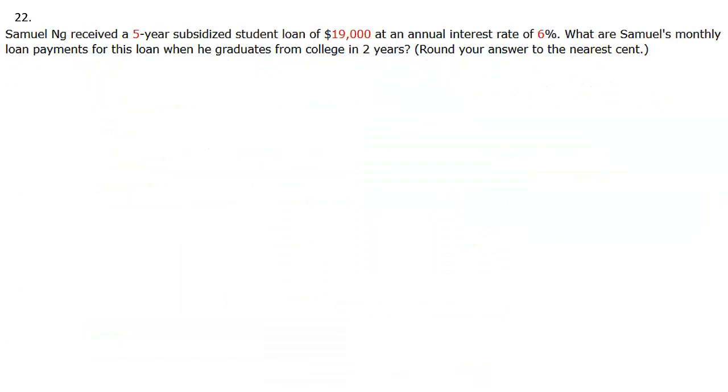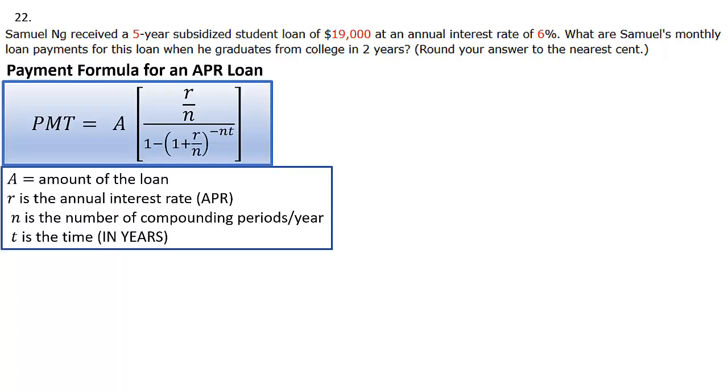Number 22. Samuel Nidge received a 5-year subsidized loan of $19,000 at an annual interest rate of 6%. What are Samuel's monthly loan payments for this loan when he graduates from college in 2 years? And round your answer to the nearest cent. Again, we're looking for a monthly payment, so we use the monthly payment formula.